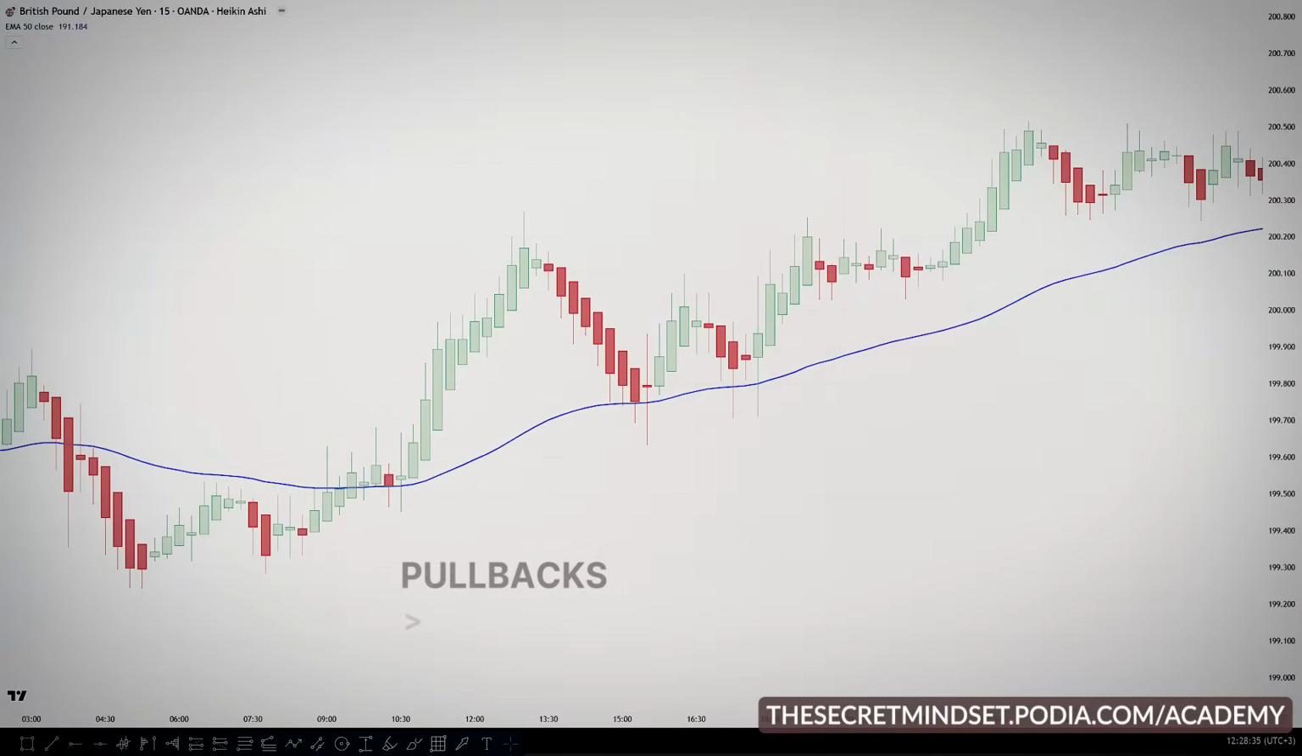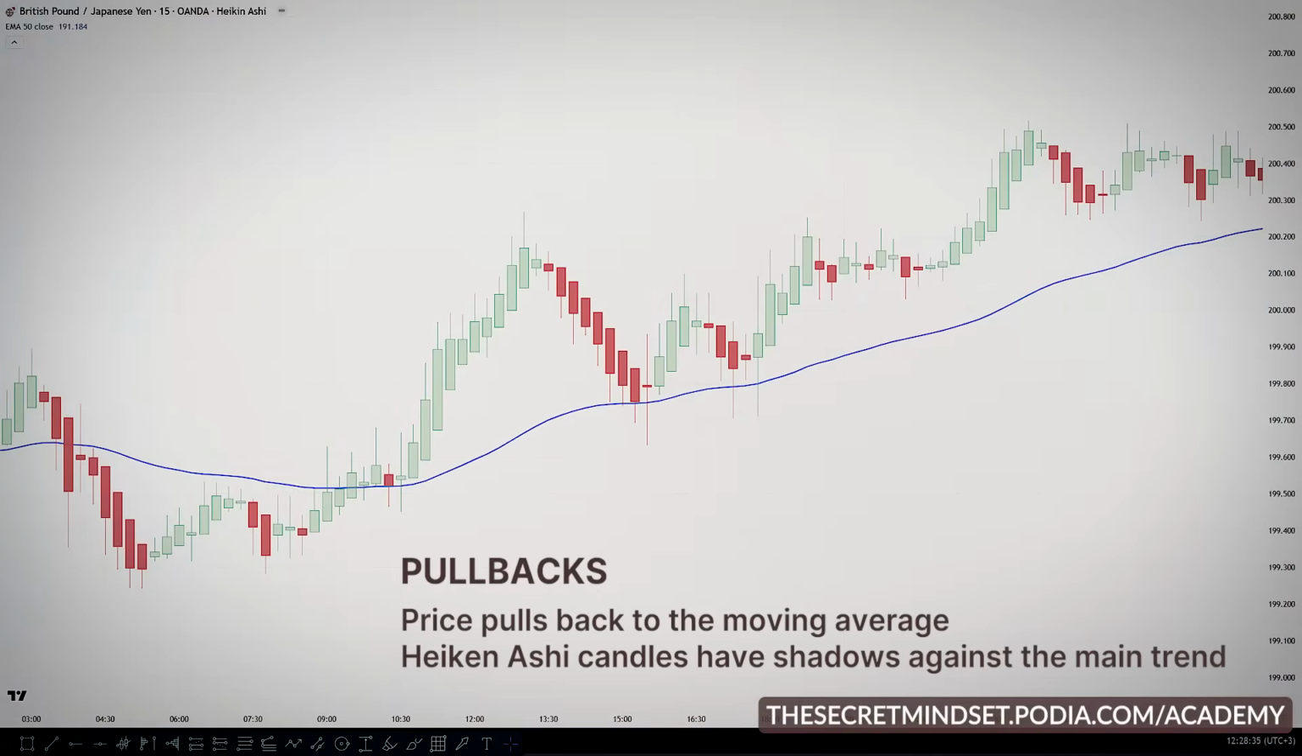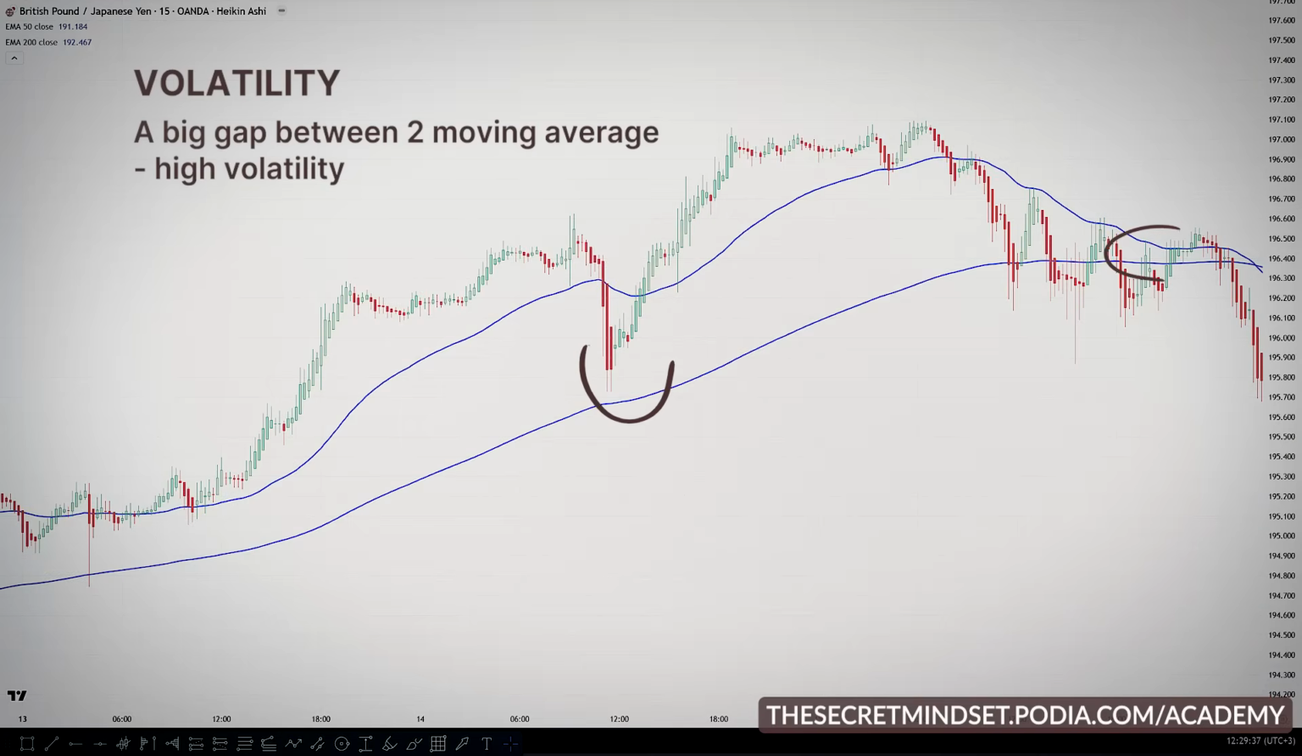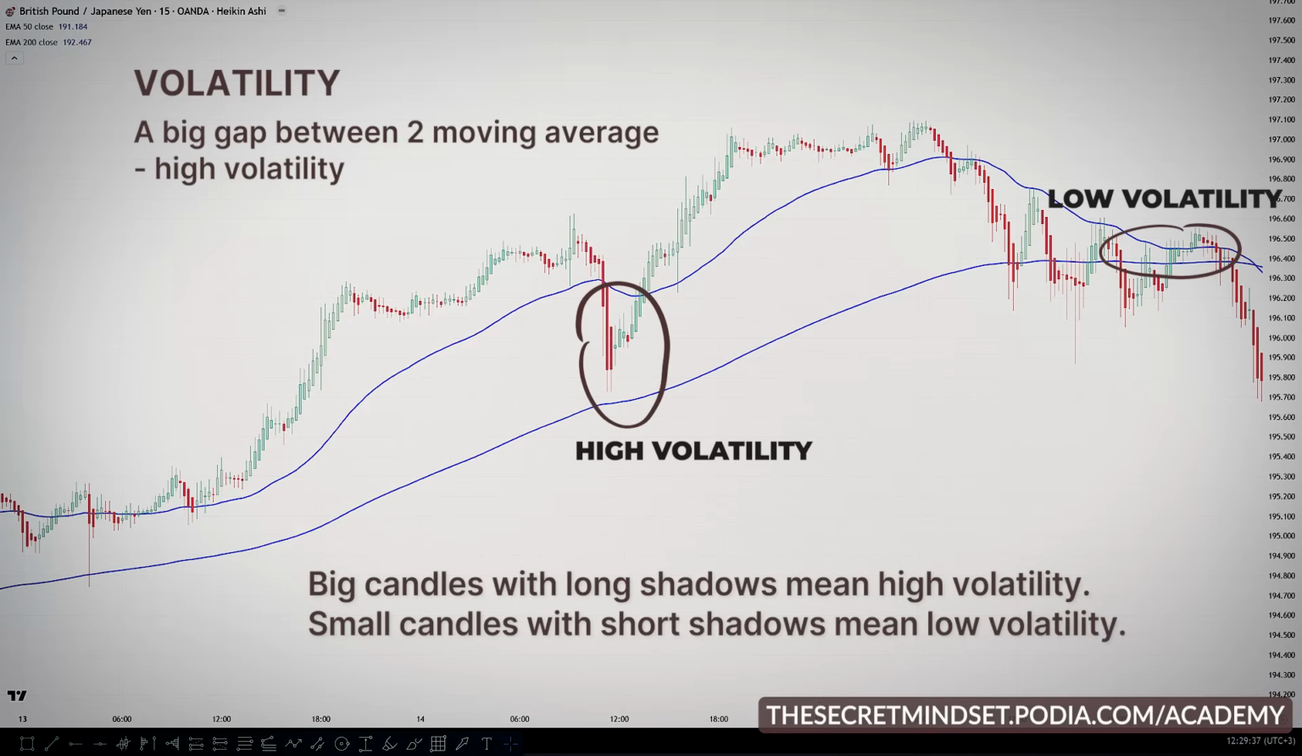In strong trends, price often pulls back to the moving average before continuing. This can be a good entry point. Heikin Ashi candles during pullbacks often have shadows against the main trend. When they start showing strong trend candles again, it might be time to enter. The distance between fast and slow moving averages can show market volatility. A big gap means high volatility. Heikin Ashi candles show volatility too. Big candles with long shadows mean high volatility. Small candles with short shadows mean low volatility.